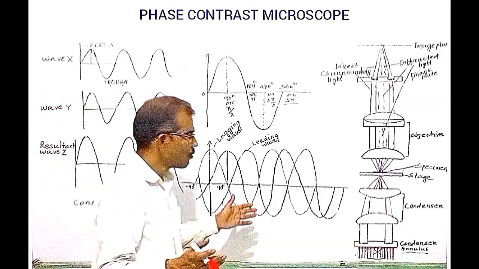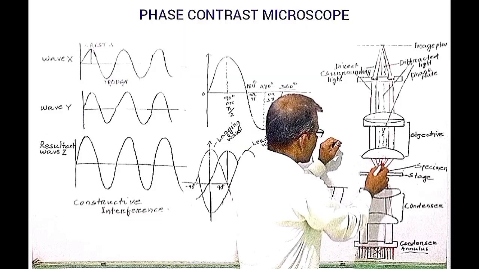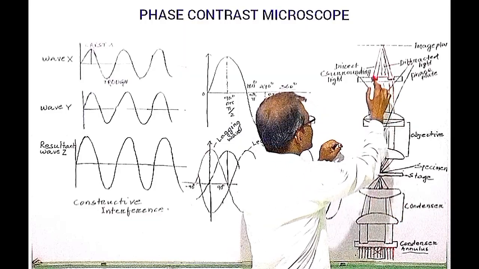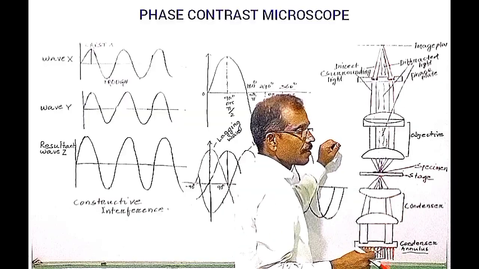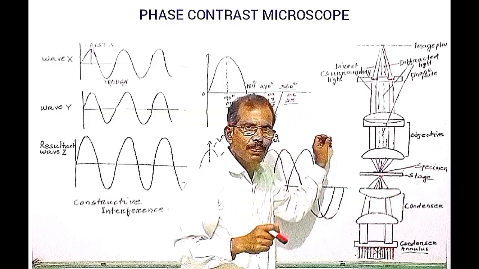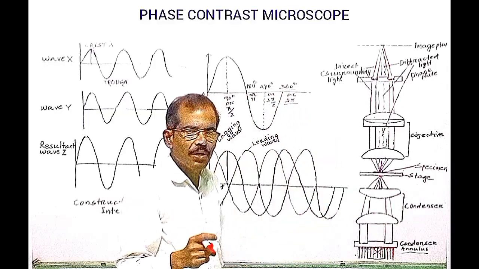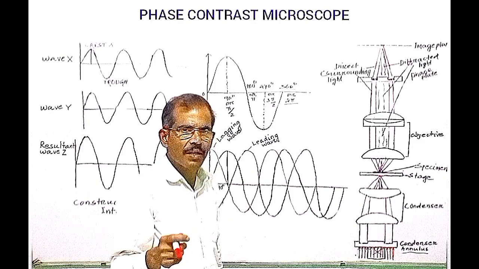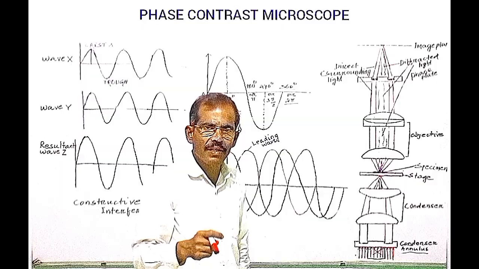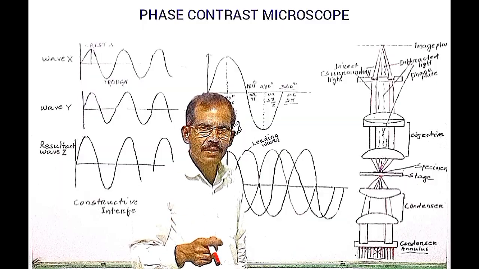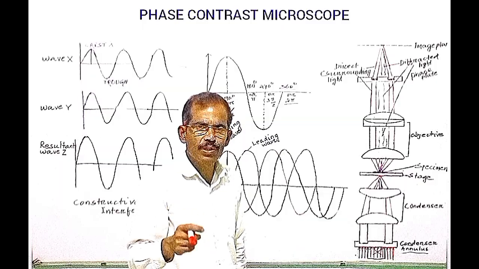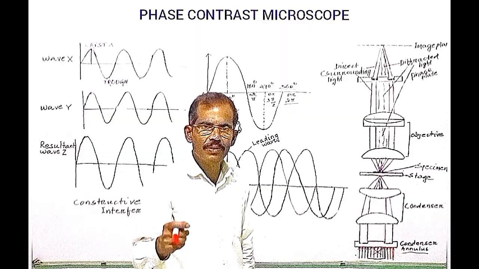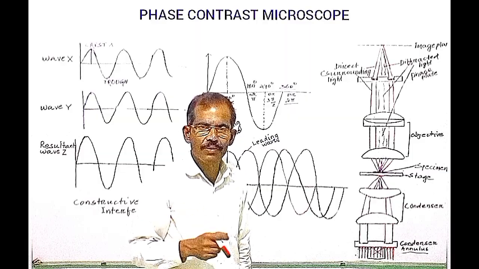On the other hand, when diffracted light undergoes negative but the direct light undergoes positive phase shift, destructive interference takes place. This is because the waves are out of phase and in this scenario they cancel, which gives rise to darkness. This is known as positive phase contrast in which the specimen appears dark on a bright background.